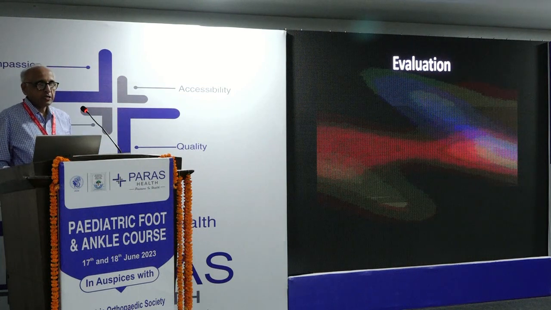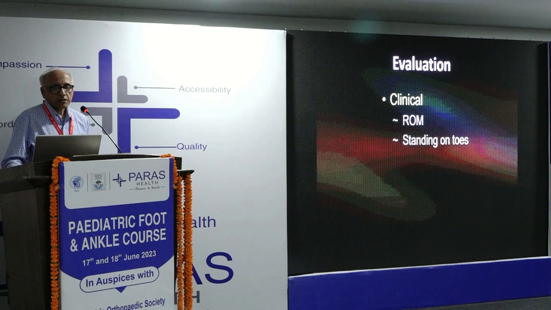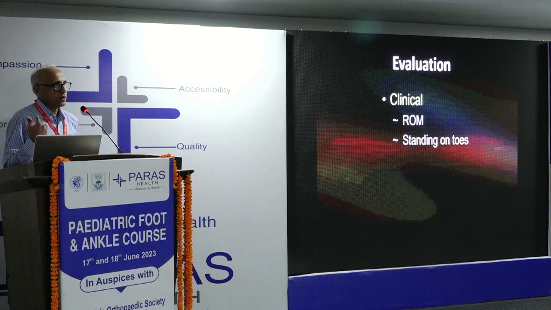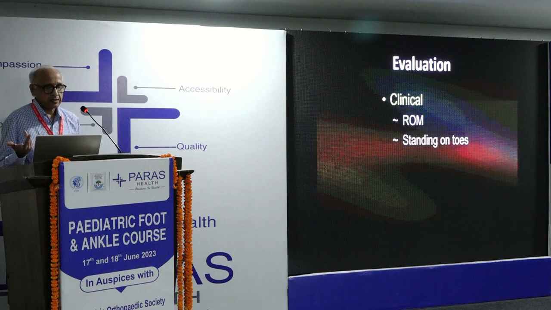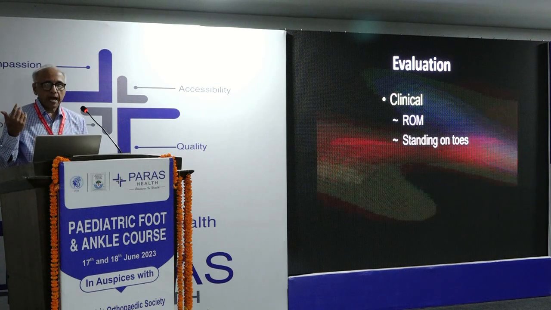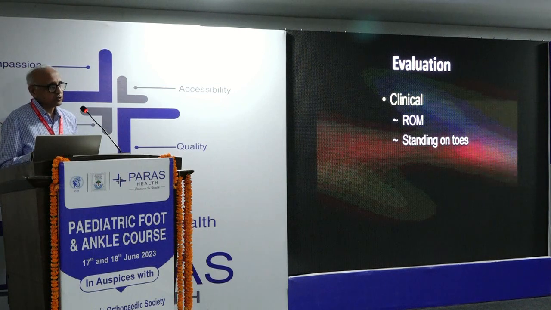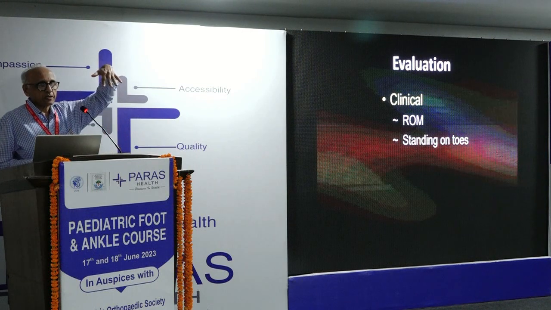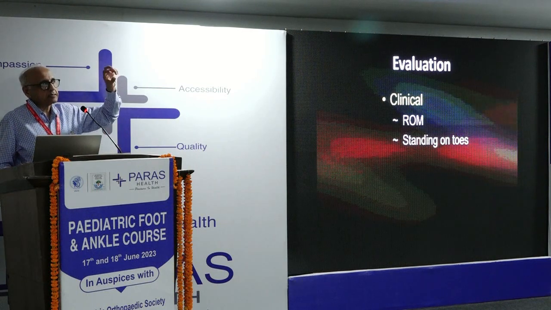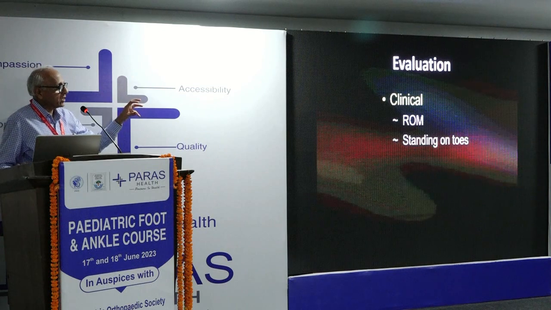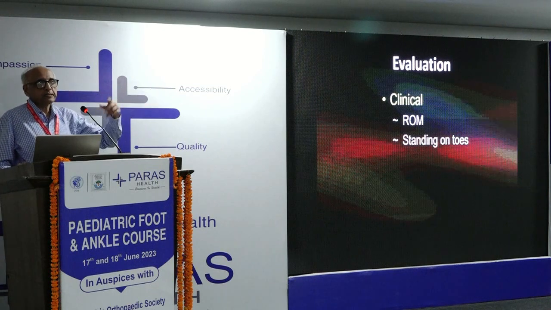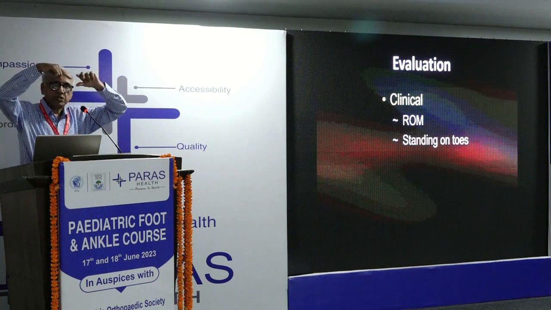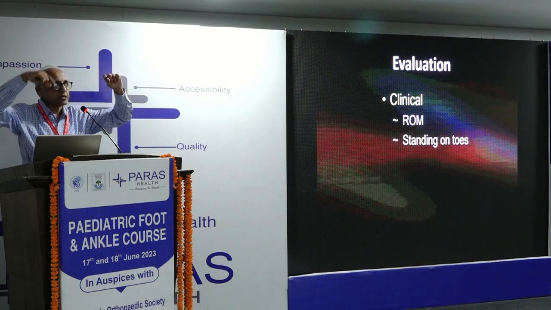How do we evaluate them? The first and basic one is that we look at the clinical picture and we look at the range of motion of the ankle and the subtalar joint. We ask the child to stand on the toes. There are two things happening when the child stands on the toes. The first, the tendo Achilles is relaxed, so whatever is a component of the tendo Achilles is taken away. And the second is that when the child is standing on the toes, there is a hyperextension of the MTP joint, the metatarsophalangeal joint.